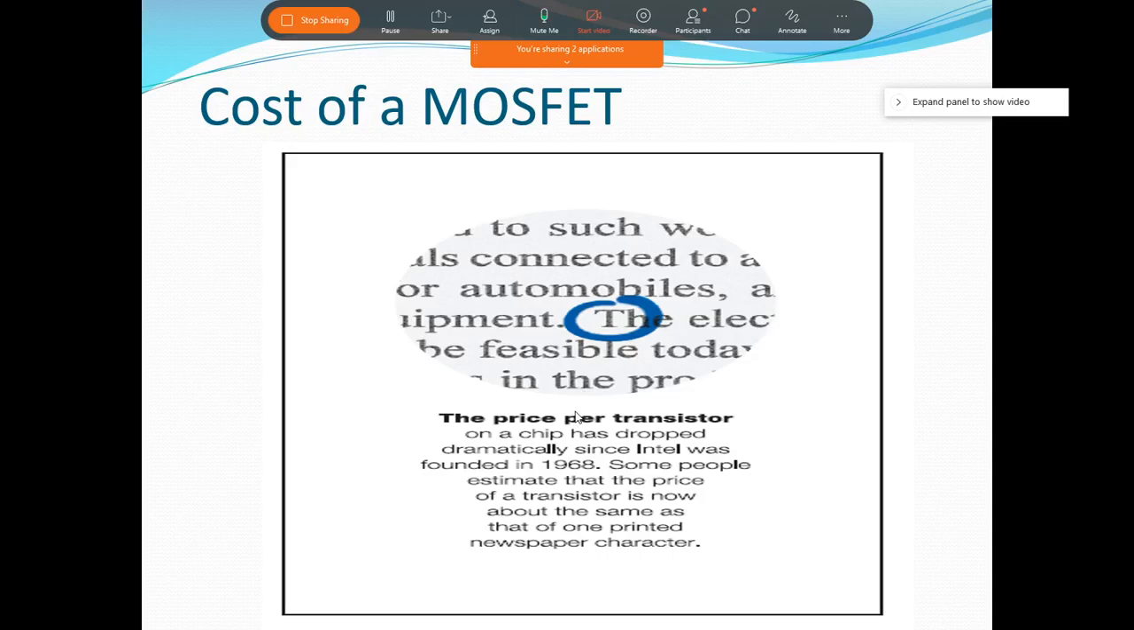But a single transistor is of no use. You need to put it in a circuit with n number of transistors, maybe millions or billions, so that your mobile phone or laptop can work as per your instructions.